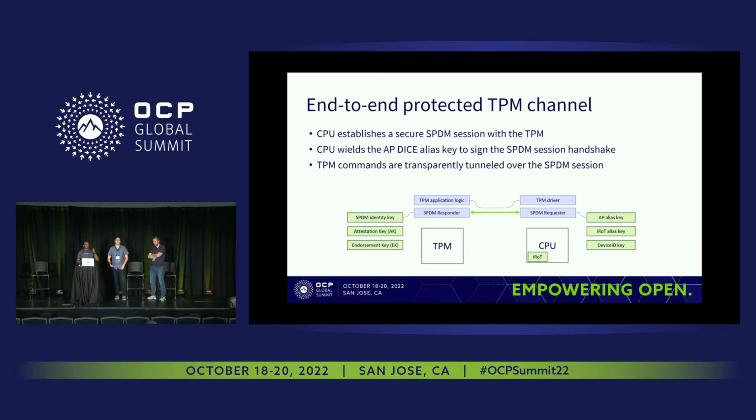In this case, the TPM is the responder, and the CPU, the application code running on the AP processor complex, is the requester. Both the requester and responder need DICE identities, and as was explained earlier, the CPU IROT alias, the CPU alias key in the application processor, will use that DICE certificate as a requester identity. In the TPM case, we already have certificates like the endorsement key and attestation key, but we are proposing a new key called the TPM SPDM identity key, which could in theory be based on DICE, but it's still subject to discussions.